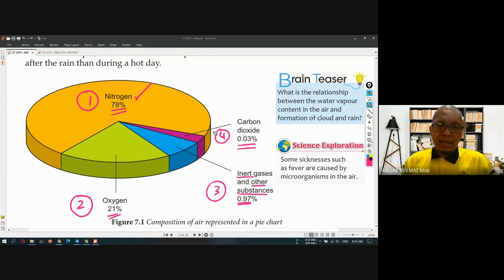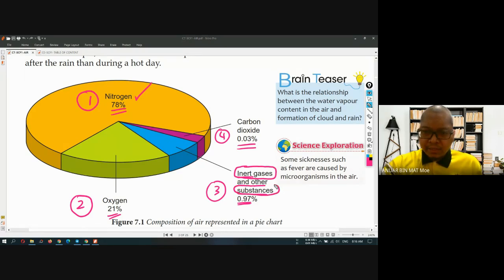Later on, I will ask you to draw the pie chart inside your exercise book. So nitrogen is one of the gases, oxygen, carbon dioxide. What is inert gas? Number 3, if you can see here, inert gas and other substances only consist of maybe near 1% of all the composition of the air.